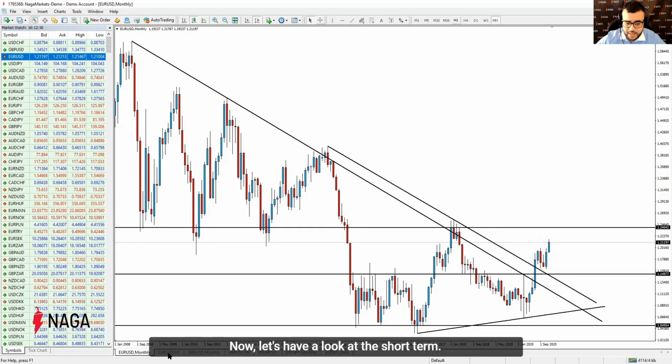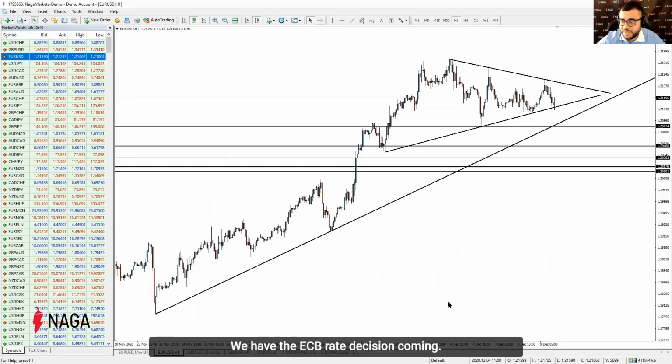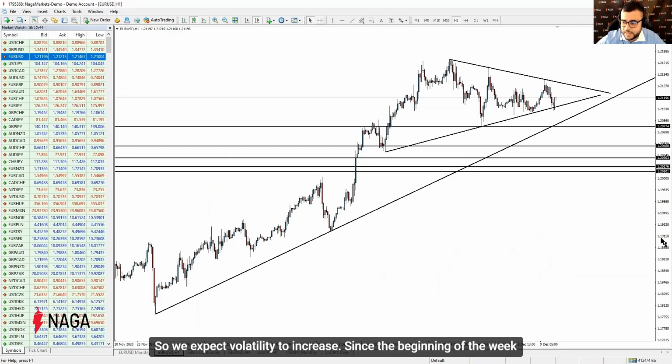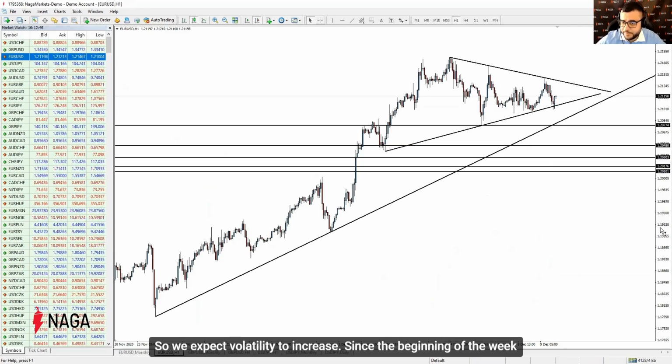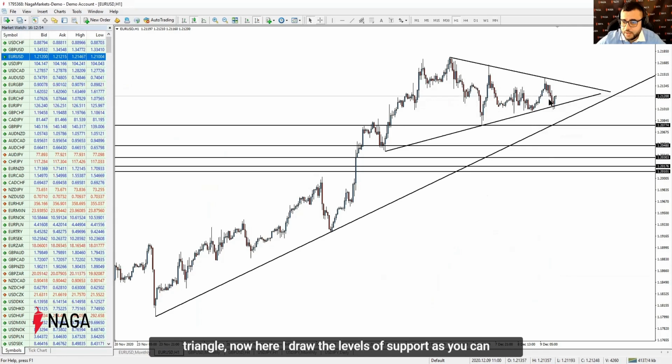Now, let's have a look at the short term, the 1 hour chart. We have the ECB rate decision coming, so we expect volatility to increase. Since the beginning of the week, the euro was moving sideways, as you can see, inside this consolidation triangle. Now here I draw the levels of support. As you can see, a lot of supports lie in a small distance.